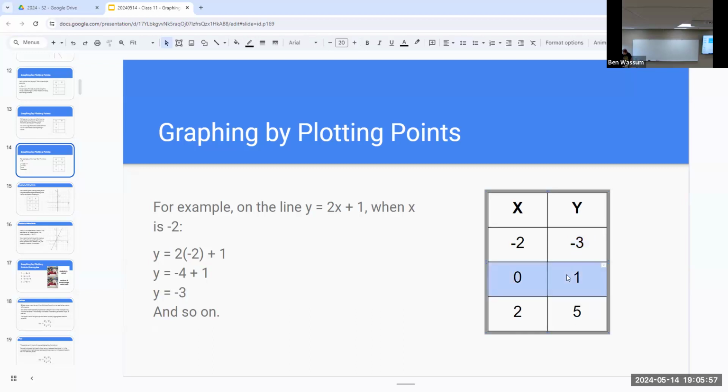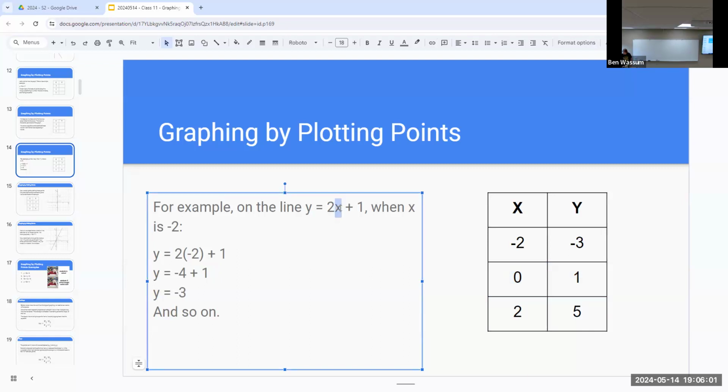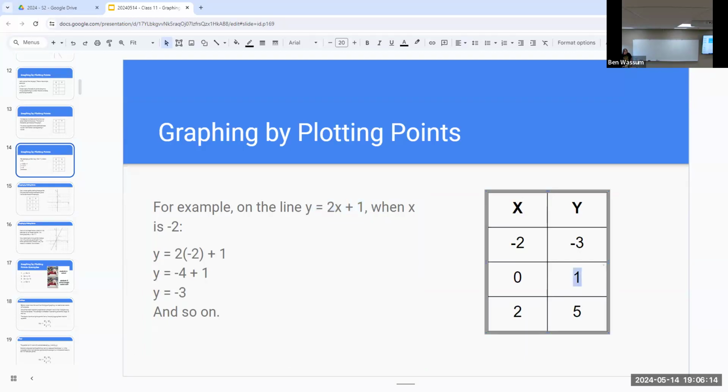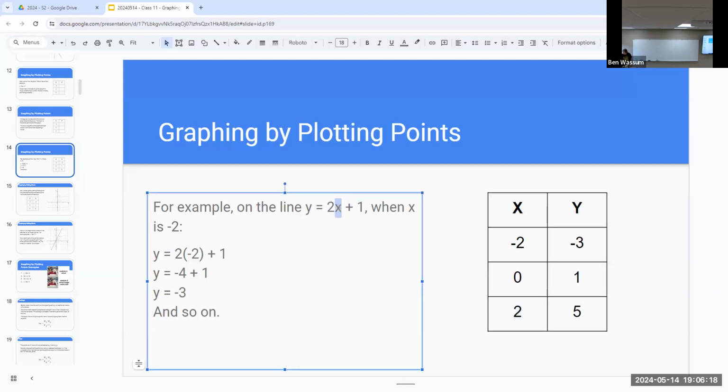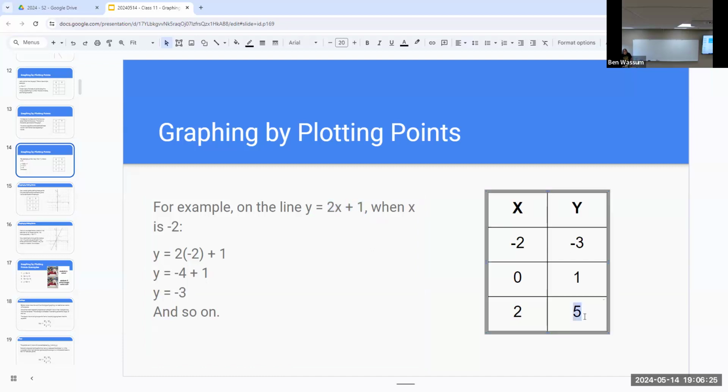The 0 is usually my favorite one to plug in. Because if I plug in a 0 for this x, what's 2 times 0? Gone. So it's usually just this number right here. So you'd have 0 plus 1, which is 1. Okay, well, what if x was 2? If x was 2, we'd have 2 times 2, which is 4, plus 1, which is 5. Cool. So you have 3 points.